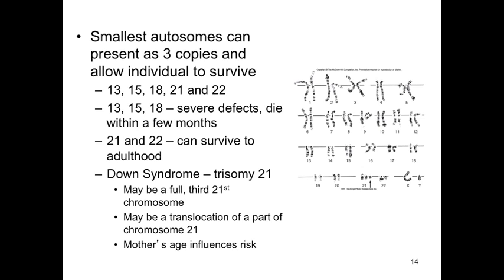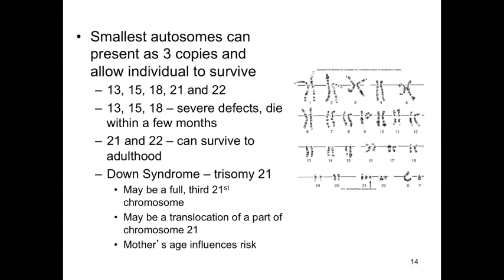However, some of the smallest autosomes that you can see here can be present in 3 copies and allow the individual to survive. Like if we look at chromosome 13, 15, 18, 21, and 22, they can survive. Although 13, 15, and 18 cause some severe defects and the babies will die within just a few months. 21 and 22, however, can survive into adulthood. Trisomy 21 is Down syndrome.